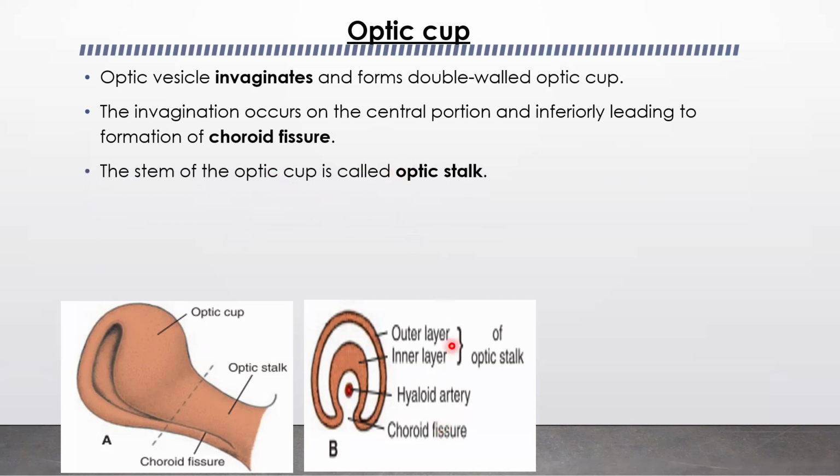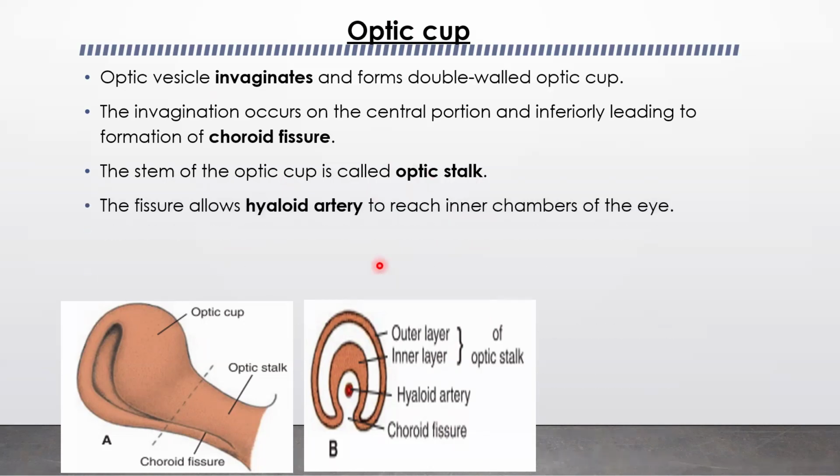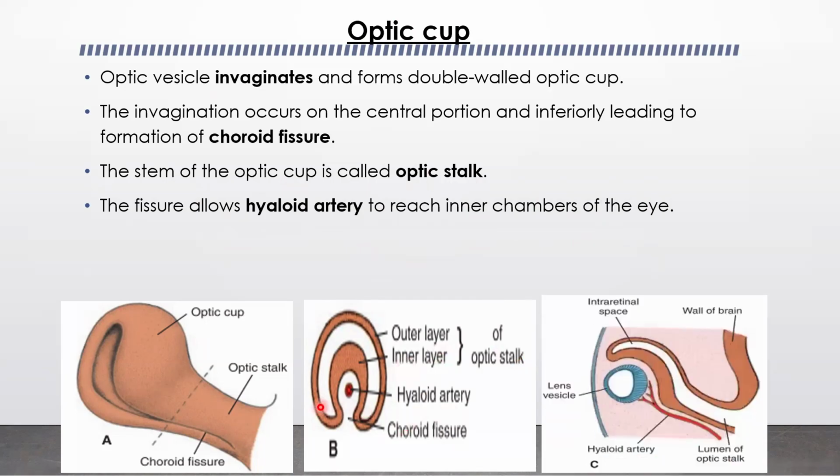So the stem of the optic cup is called the optic stalk, and this optic stalk is what will become the future optic nerve. The fissure allows the hyaloid artery to reach the inner chambers of the eye, of course, to supply it. It is supposed to disappear, but if it doesn't disappear, we'll see an anomaly on it, as we can see here.